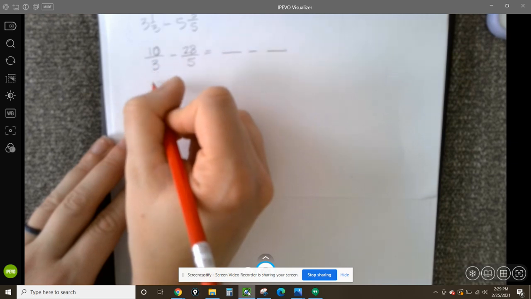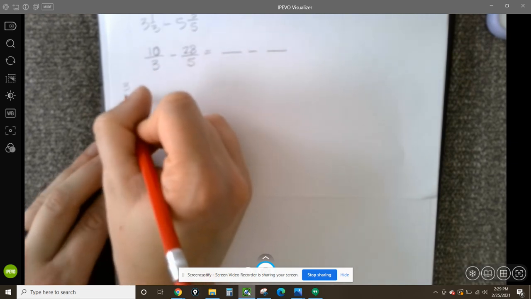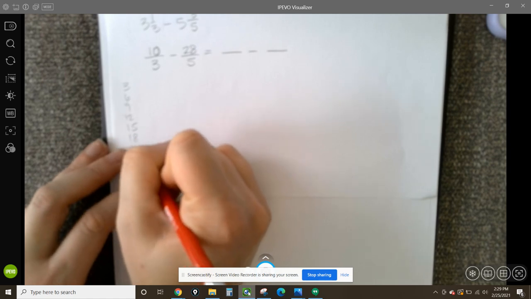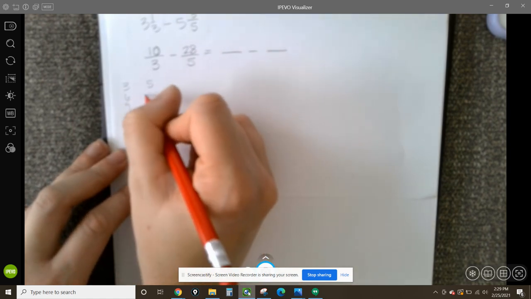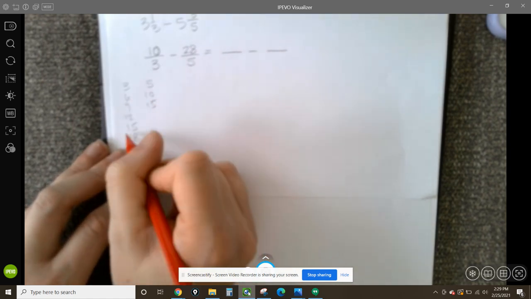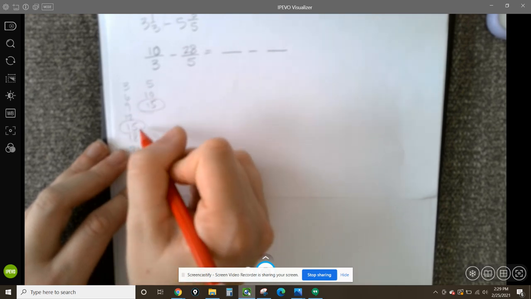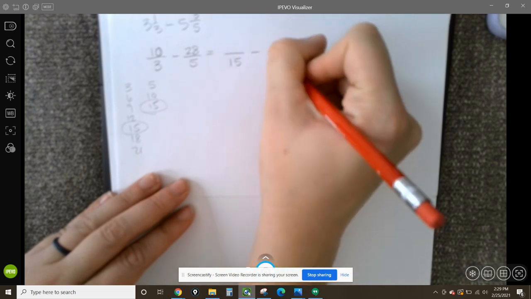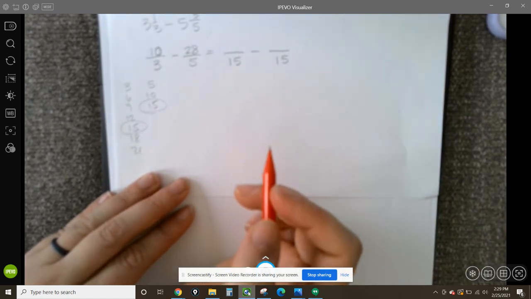So I can list out multiples of 3. So 3, 6, 9, 12, 15, 18, 21. I can do the same thing for 5: 5, 10, 15. And as soon as you find one, you can just stop. So 15 is in both lists. So 15 can be my common denominator there.